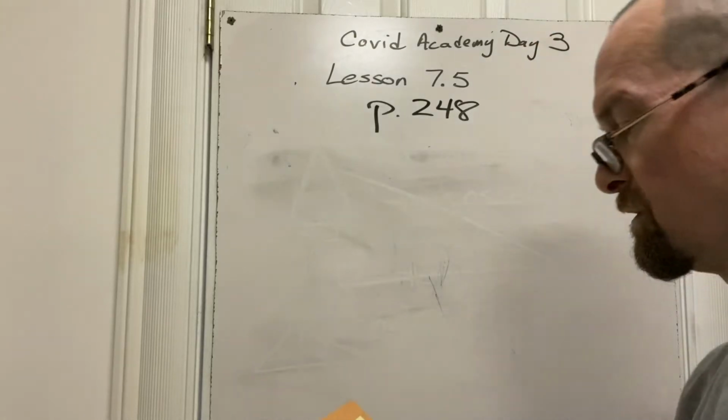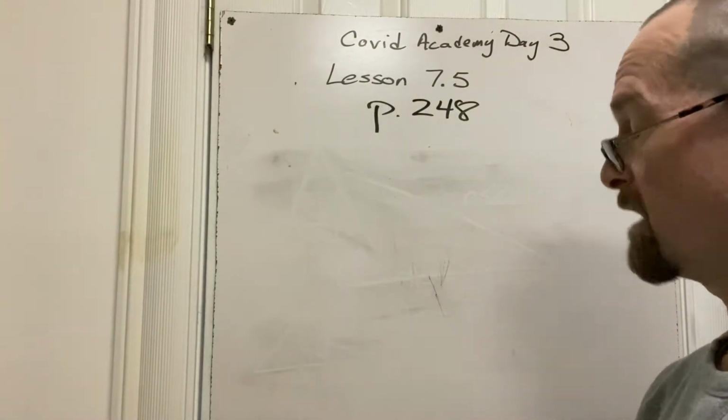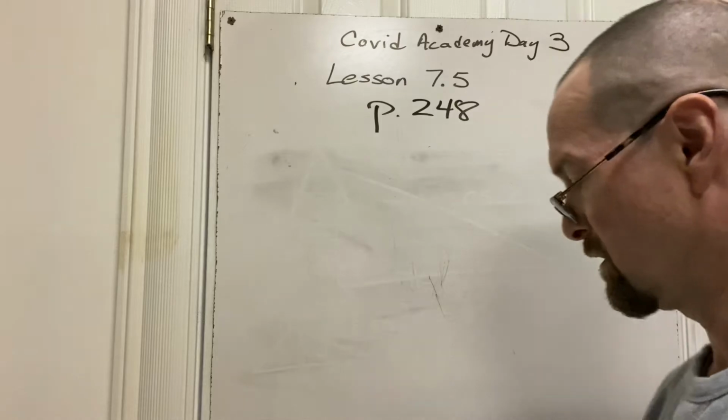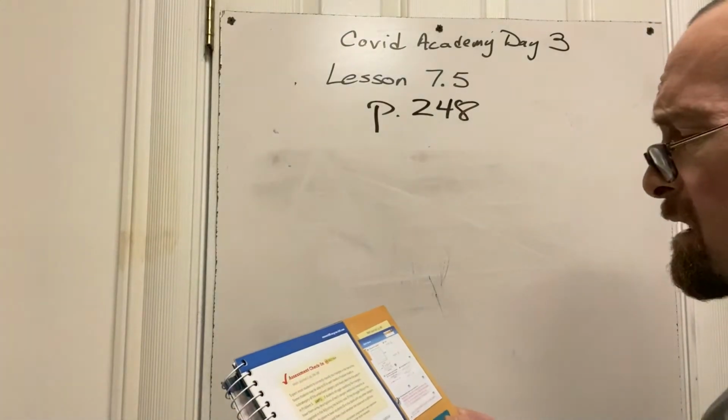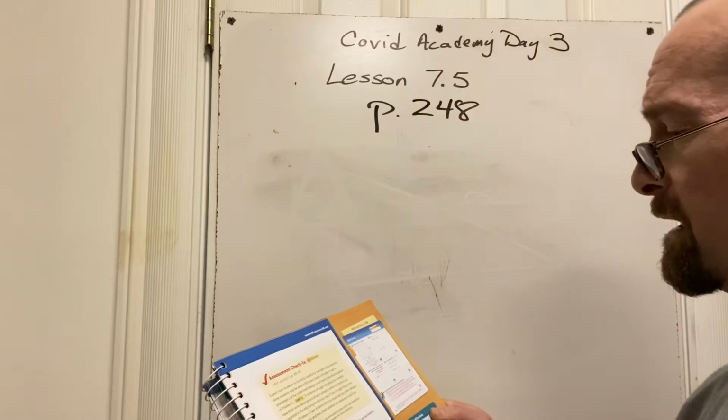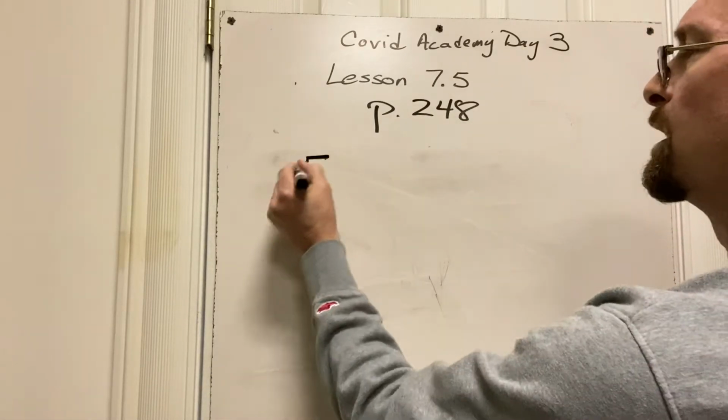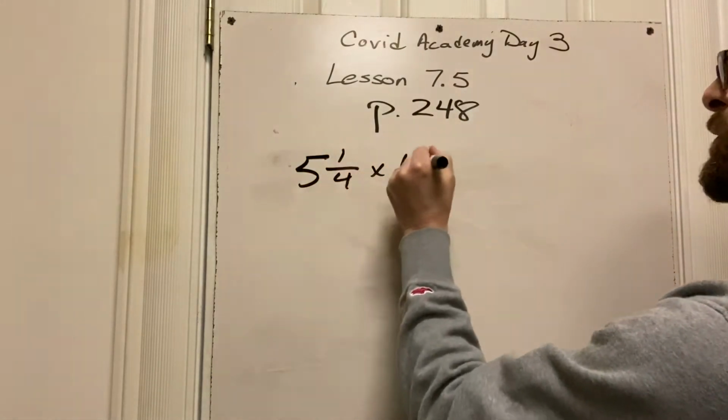All right, let's do number one, math box. I'm assuming you've done the math box now. I'm now going to go over the math box. Here we go. First one, find the area. Sounds like multiply, right? We have to do 5 1/4 times 4 1/2.